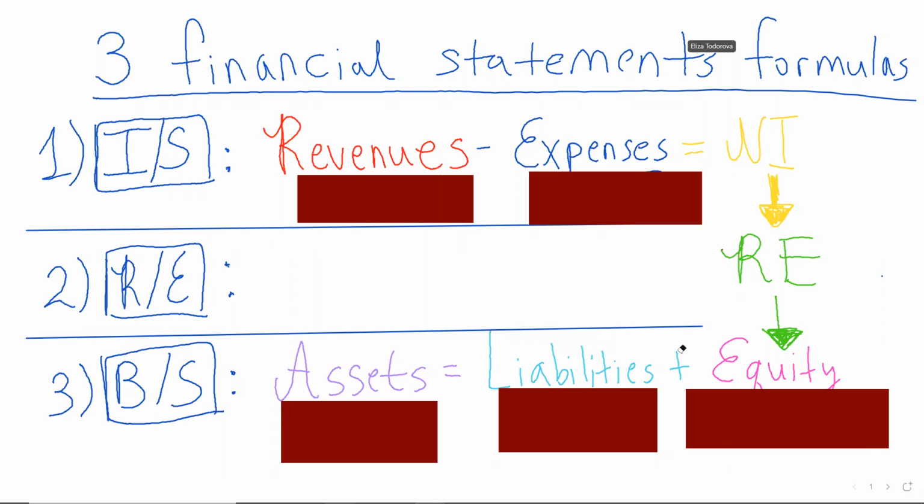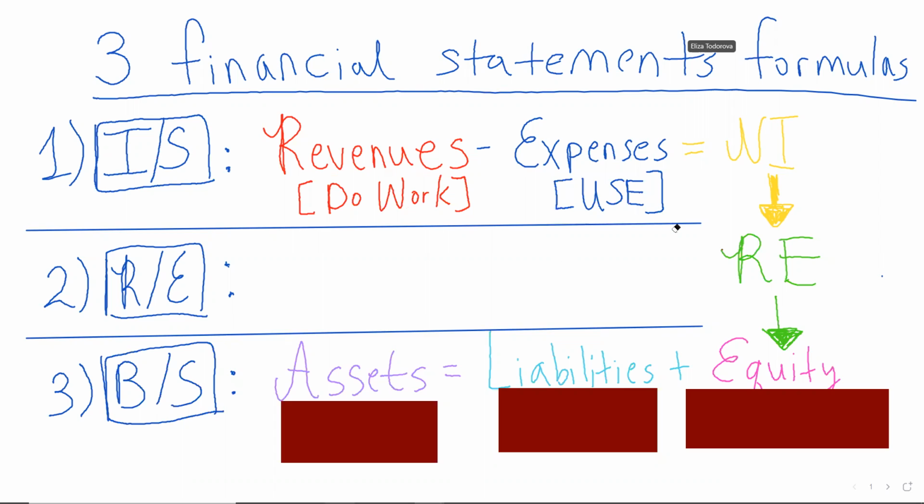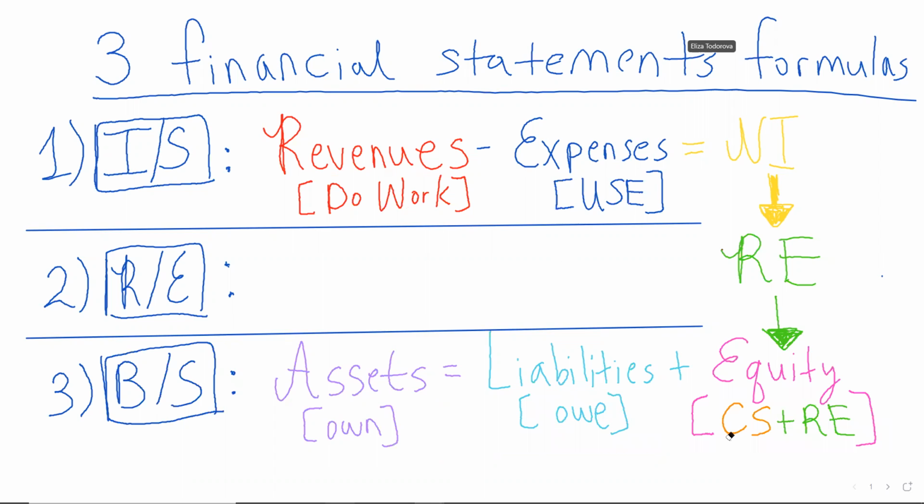Okay, so here are some key words I want you to identify with these different categories to help you categorize items down the road. When you see anything that sounds like you're doing work, that's revenue. If you see anything that sounds like you use something, think expense. When it sounds like you own something, think assets. When you owe something, that's a liability. And equity, of course, has those two components, which is common stock plus retained earnings.